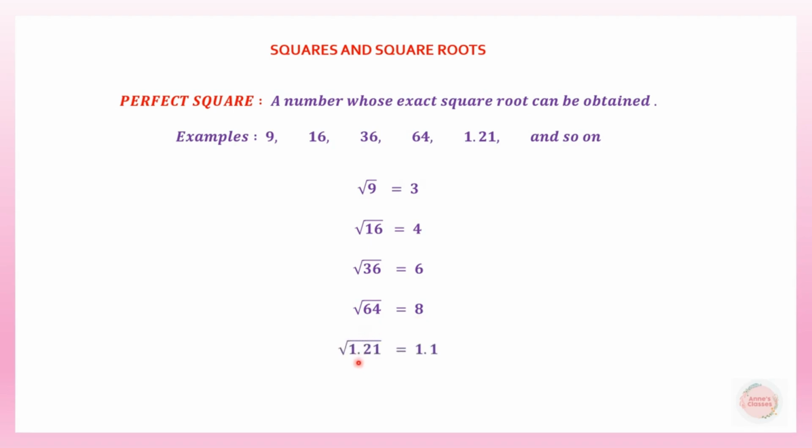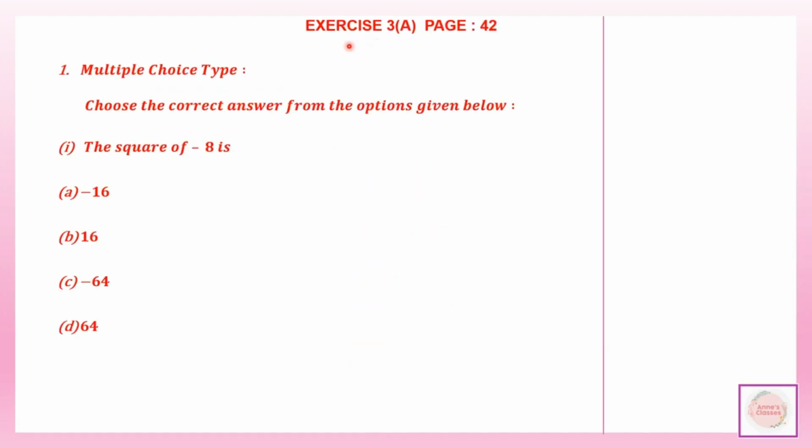Square root of 1.21, see it's a decimal number, but even that has a square root. 1.1 into 1.1 will give us 1.21. So the square root of 1.21 is 1.1. So such numbers like 9, 16, 36, 64 and 1.21 are called perfect squares because we can get their exact square root. Now we are beginning with exercise 3A, page number 42.